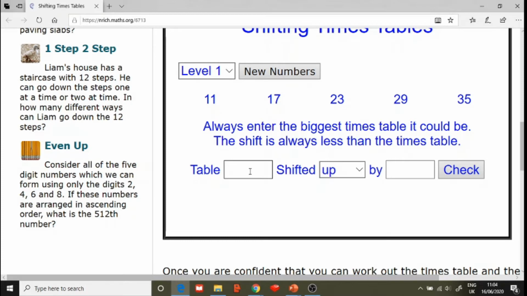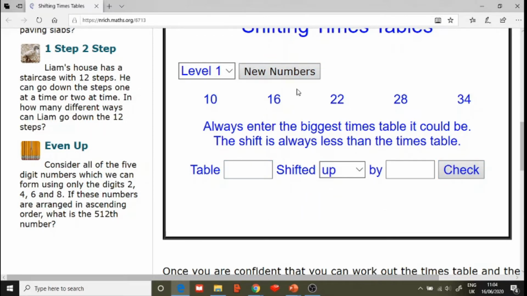Now if you're looking at your differences, the difference here is actually 6, and I could do 11 take away 17, which is 6, or I could do 17 take away 23, which is 6, but it's not a 6 times table, it's actually more than that. So ask yourself, what do I have to add to 6 to get to 11, which would be 5. So it's a 6 times table shifted up by 5. Okay, checked. Well done, that's right.